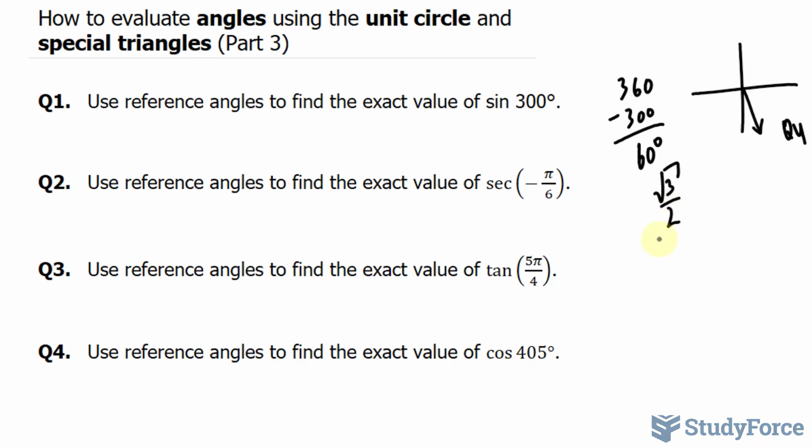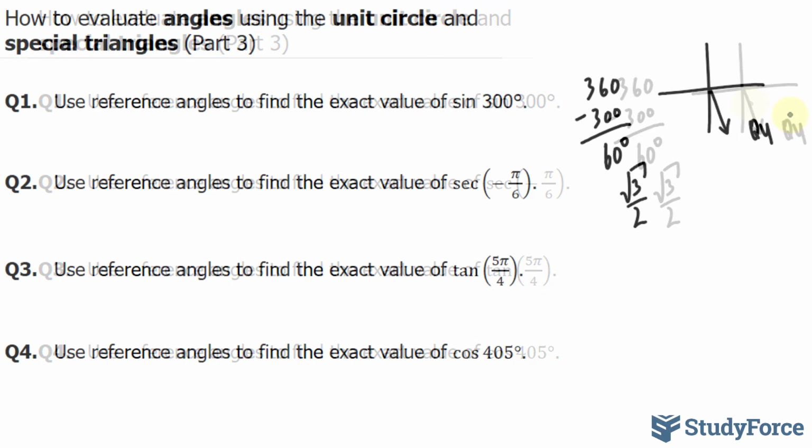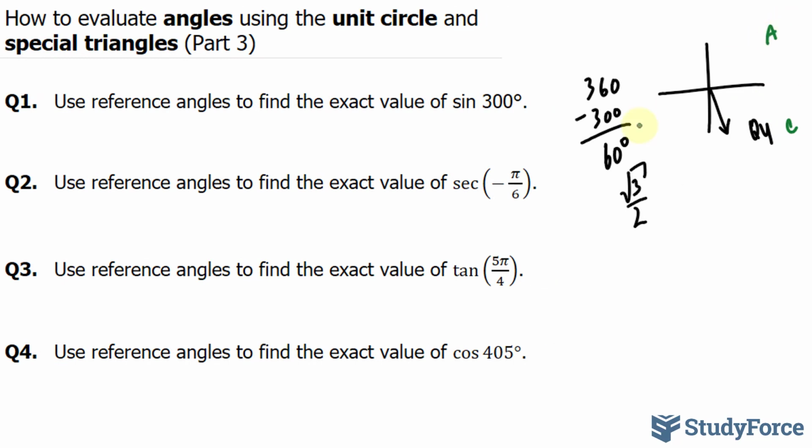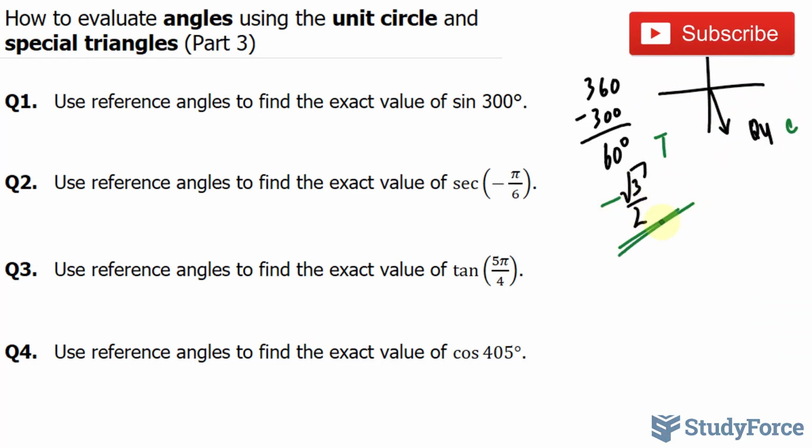Now keep in mind the CAST rule. The CAST rule tells us that only cosine is positive here, all trigonometric functions are positive here, sine is positive in this quadrant, and tangent is positive in this quadrant. Since our terminal side is in the 4th quadrant, our ratio should be negative. So the answer, the exact value, is negative the square root of 3 over 2.